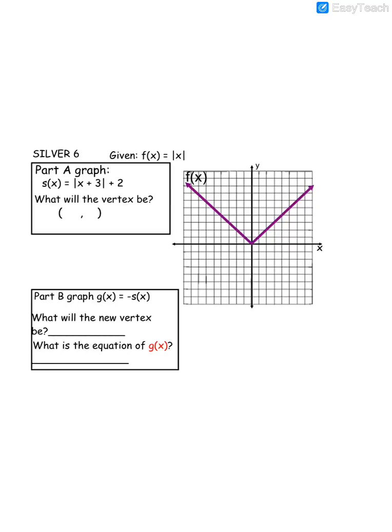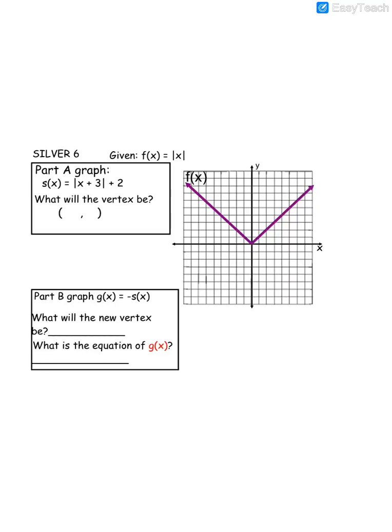Okay, so let's take a look at silver. For silver, we have f of x equals the absolute value of x, and that is, again, my parent function, which is graphed for you very nicely. And then we're going to graph s of x, which is equal to the absolute value of x plus 3 plus 2. So let's try and do this without our calculator for a minute.